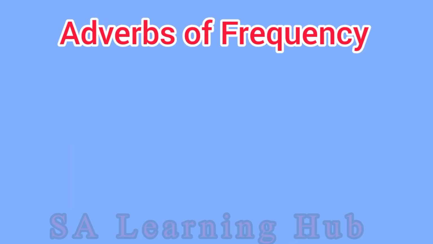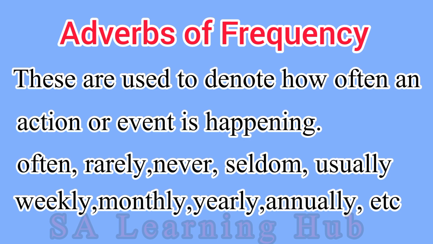So let's proceed to the fourth type of adverbs, which is adverbs of frequency. These adverbs are used to denote how often an action or event is happening. Adverbs of frequency can be recognized by asking the question how often. It includes always, often, rarely, never, weekly, monthly, yearly, annually, usually, sometimes, occasionally, constantly, frequently, and so on. For example, I rarely eat fast food.